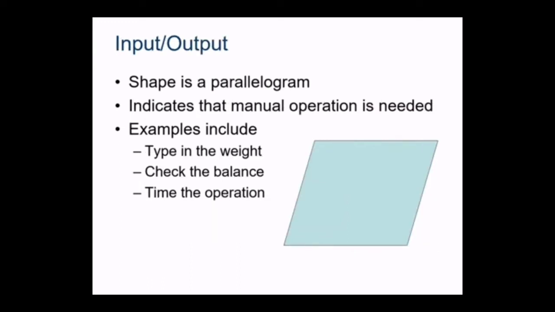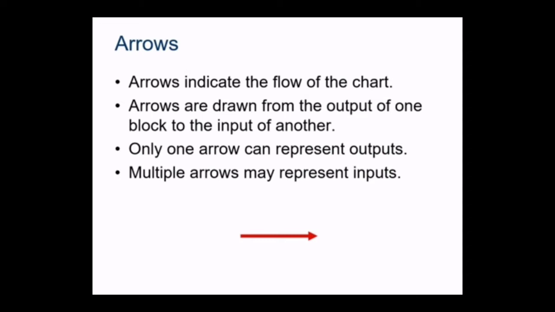Okay, then we have input and output. Many times in a program, the users need to input some data or some values, or the program is going to output information to the user or to another computer. So for this, we use a parallelogram, indicating that a manual operation is needed, such as type in the weight, check the balance, time the operation. Arrow: we need to keep track of the direction of the flow, and so arrows do that. Sometimes there is one arrow, and in case of a decision, maybe two arrows for yes or no. Yes for one direction, no for another direction.